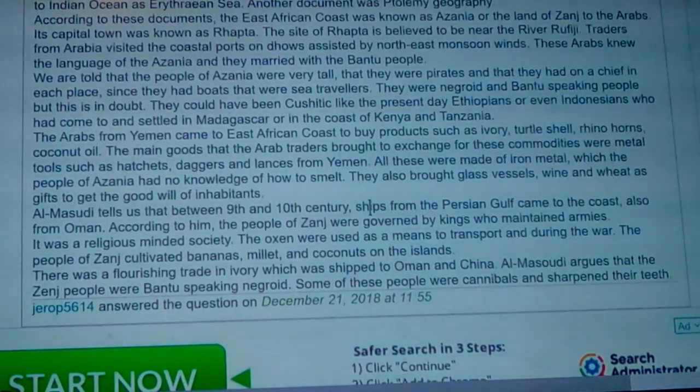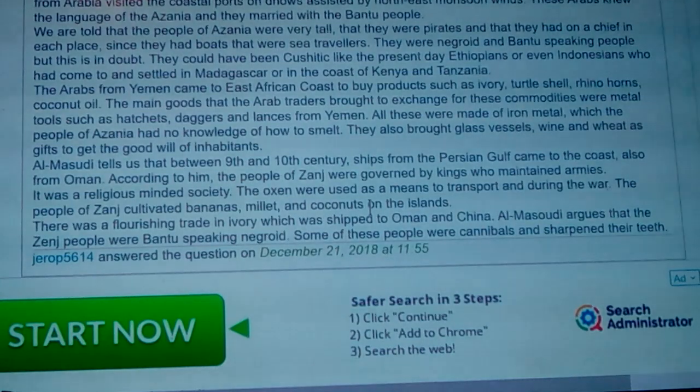Al-Masudi tells us between the 9th and 10th century, ships from the Persian Gulf came to the coast, also from Oman. According to him, the people of Zanj were governed by kings who maintained armies, and it was a religious minded society. The oxen were used as means of transport during the war. The people of Zanj cultivated bananas, millet, and coconut on the islands. And bananas don't come from Africa. They come from islands in Madagascar and all the areas out there, and are cultivated from 5 to 8,000 BC. And so the bananas and the coconuts would have been brought to them by these people.